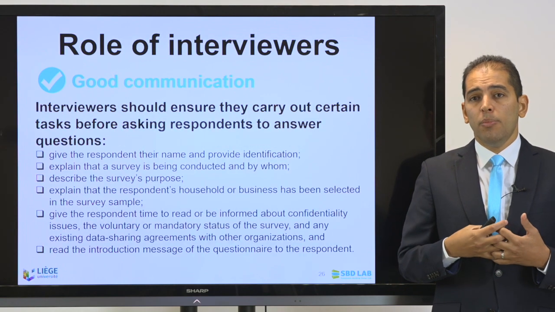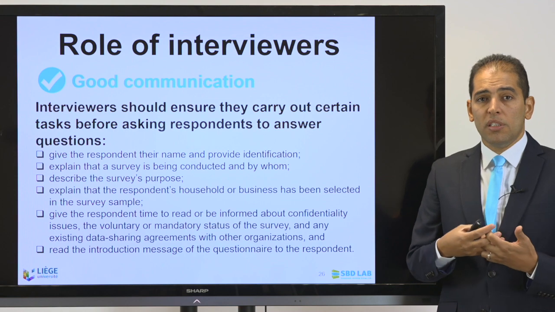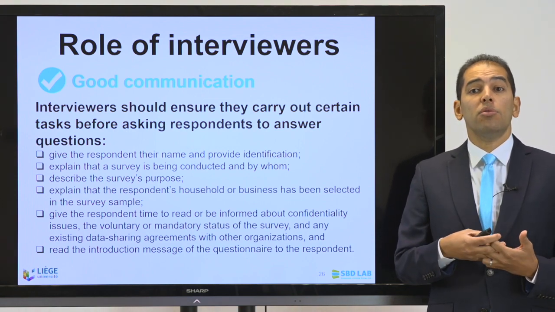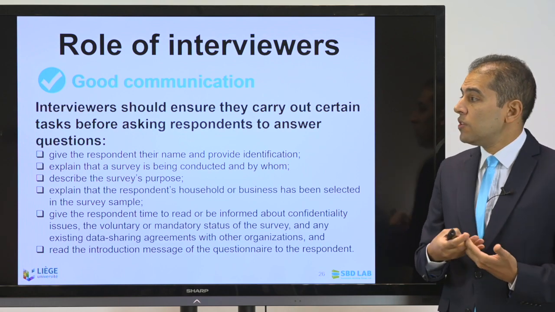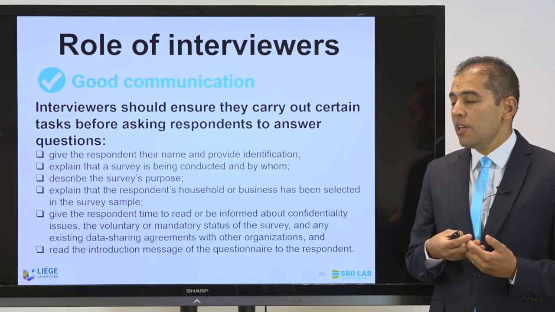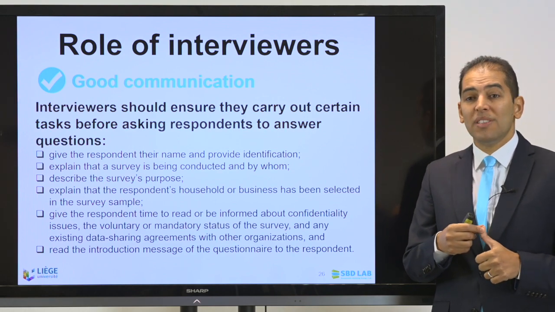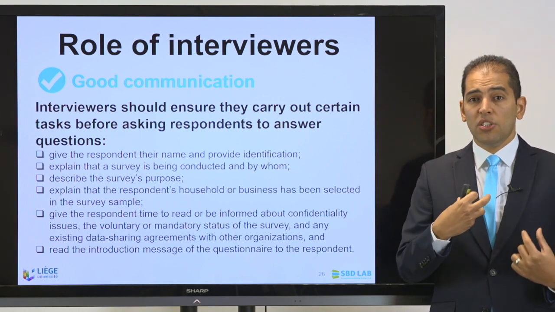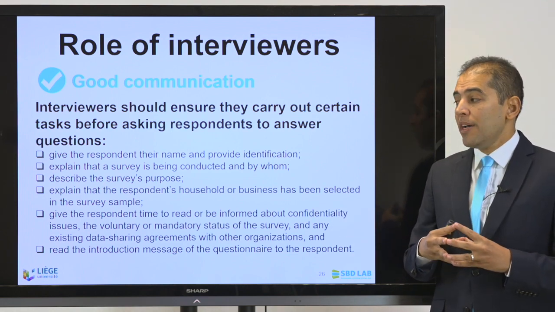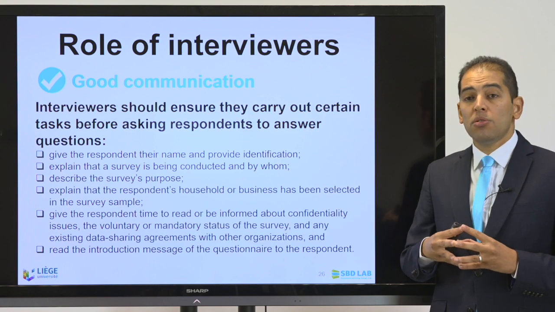Now, one of the important roles of the interviewers who are conducting these questionnaire surveys is to have good communication skills. So interviewers should ensure they carry out certain tasks before asking respondents to answer the questions. First of all, they have to give the respondent their name and provide identification with a badge. They need to explain by whom the survey is being conducted. They need to describe the survey purpose.